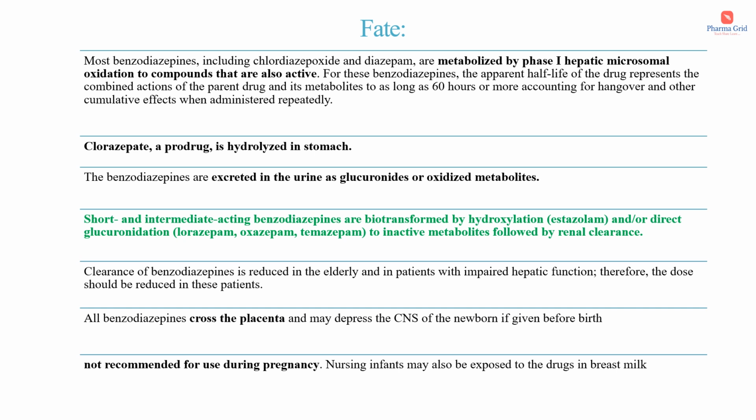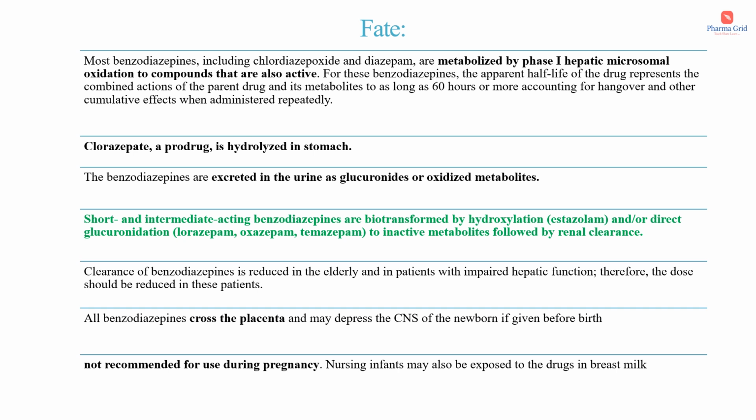So we have seen that long-acting agents produce active metabolites after biotransformation, whereas short-acting and intermediate-acting benzodiazepines, for example estazolam, undergo biotransformation by hydroxylation, and drugs such as lorazepam, oxazepam and temazepam undergo direct glucuronidation. Direct glucuronidation means they do not require phase 1 metabolism. They directly enter phase 2 metabolism, which is direct glucuronidation, and form inactive metabolites, which is followed by renal clearance.